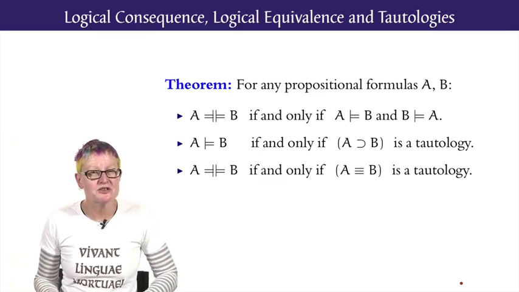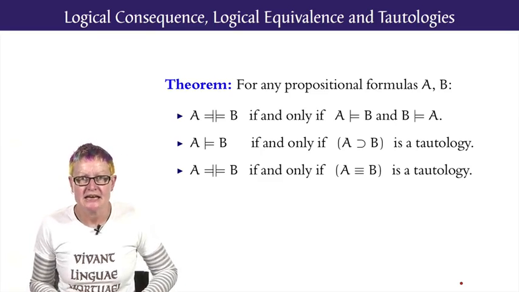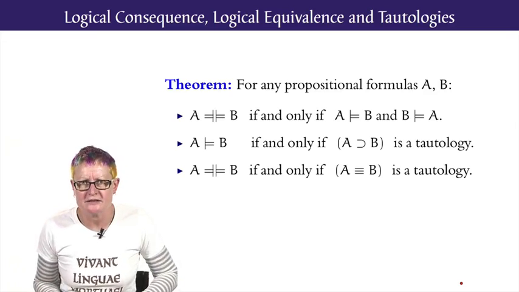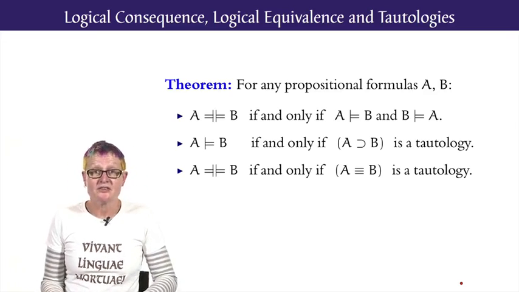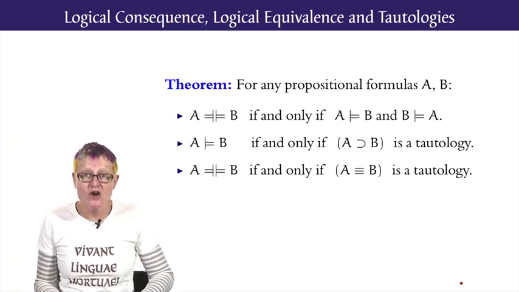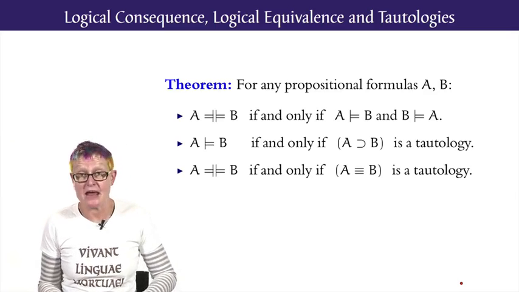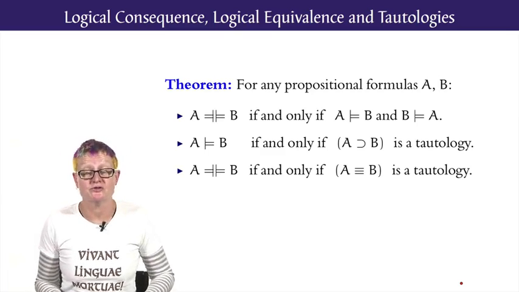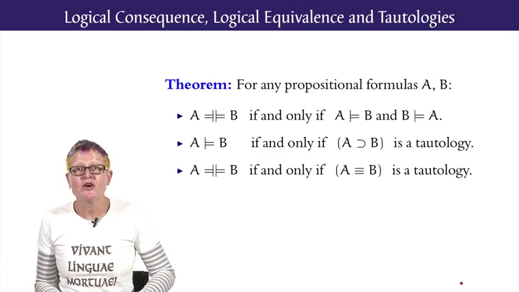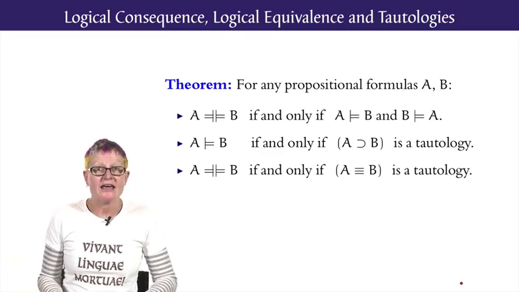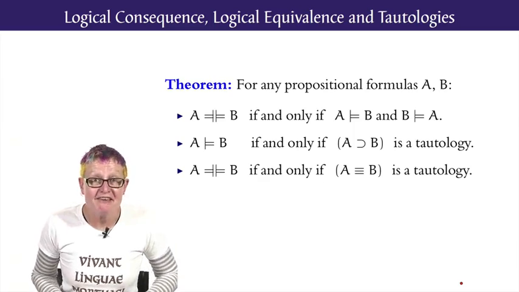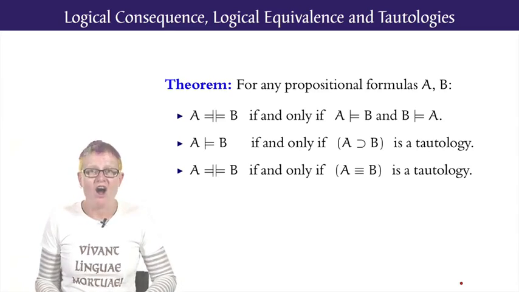This is a feature that distinguishes classical logic from some non-classical logics. In this logic, we have a connective that exactly captures our notion of logical consequence. While in some other formal logics, the logical consequence relationship cannot be represented by a connective of the base language in this way. Third, logical equivalence can be expressed in terms of tautologyhood for the biconditional. A is logically equivalent to B if and only if the biconditional formula A if and only if B is a tautology. The phrase if and only if is often abbreviated by the letters IFF.